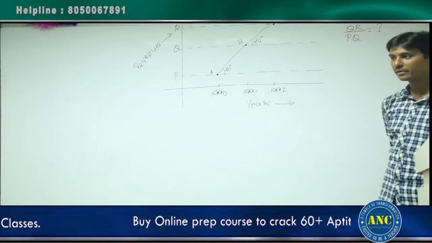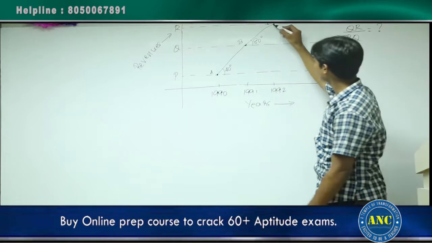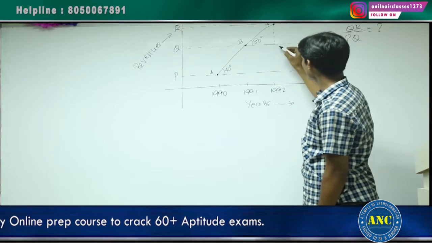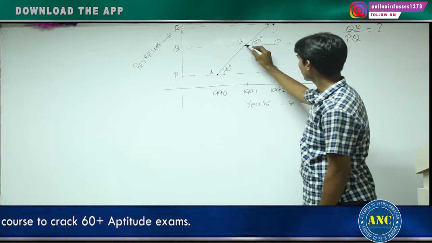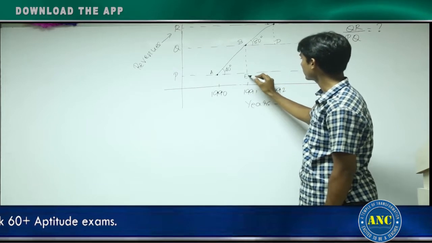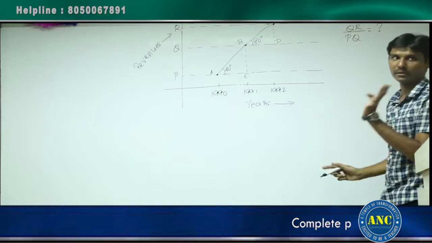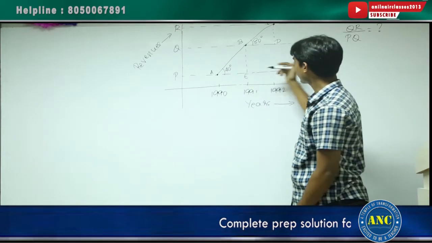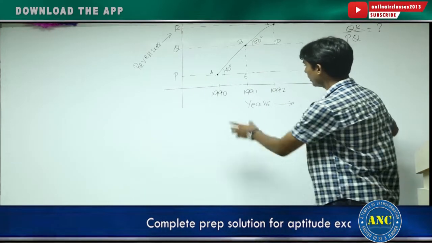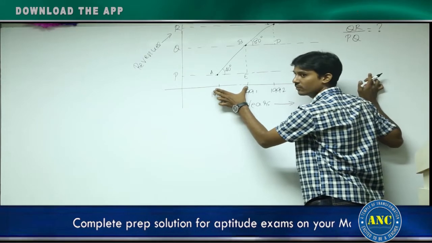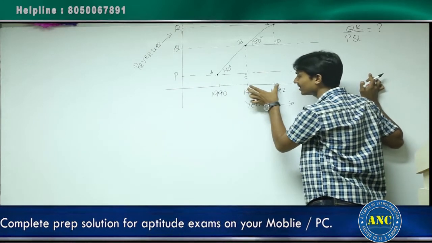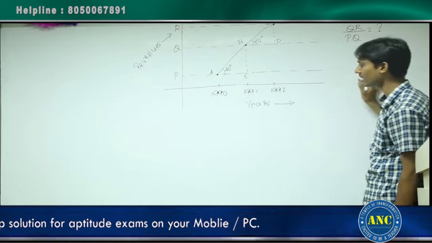Clear till here, everyone? If I drop a perpendicular, I call it some other point D. Similarly, if I drop a perpendicular, I will call it E. I want the QR by PQ ratio. The difference between 1990-91, whatever the gap is here, same is the case here also.